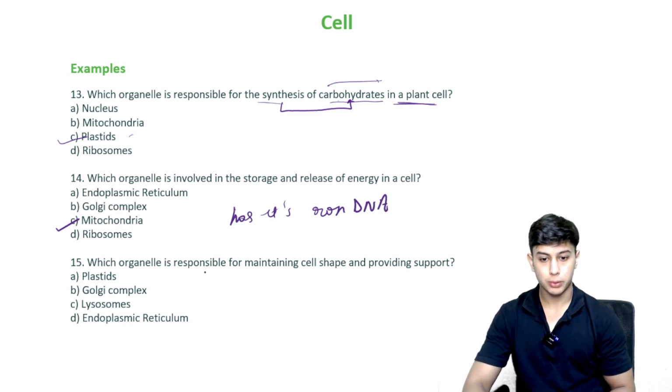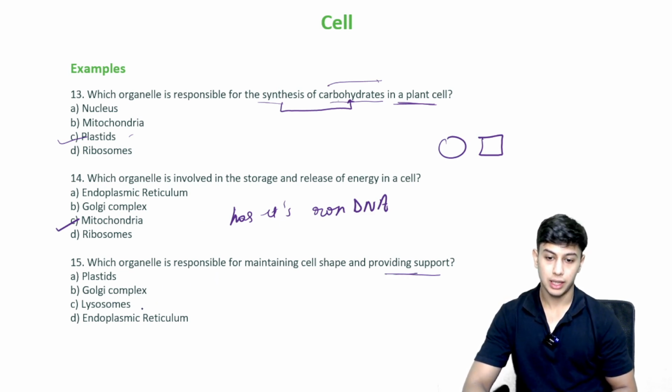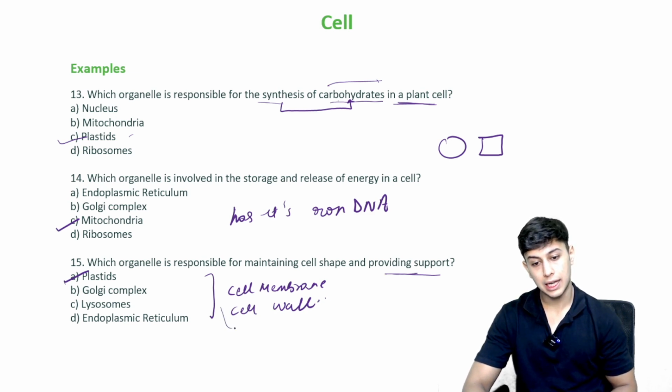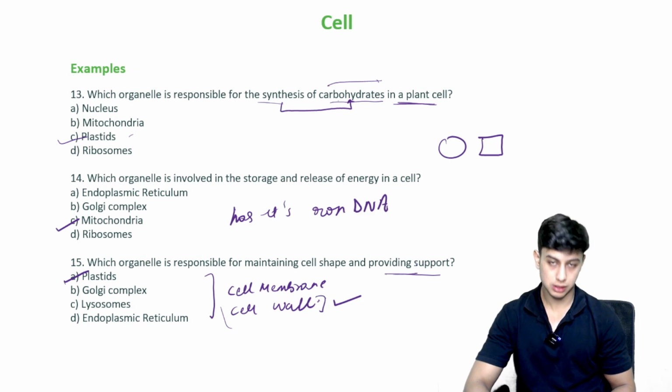Which organelle is responsible for maintaining cell shape, alright, how the cell looks, and providing support? Plastids, Golgi complex, lysosomes, endoplasmic reticulum. Correct option is option A, the plastids. Alright, and if in these options it was written cell membrane or cell wall, both these options would be correct. But if we find cell wall written, so cell wall would be the best option.